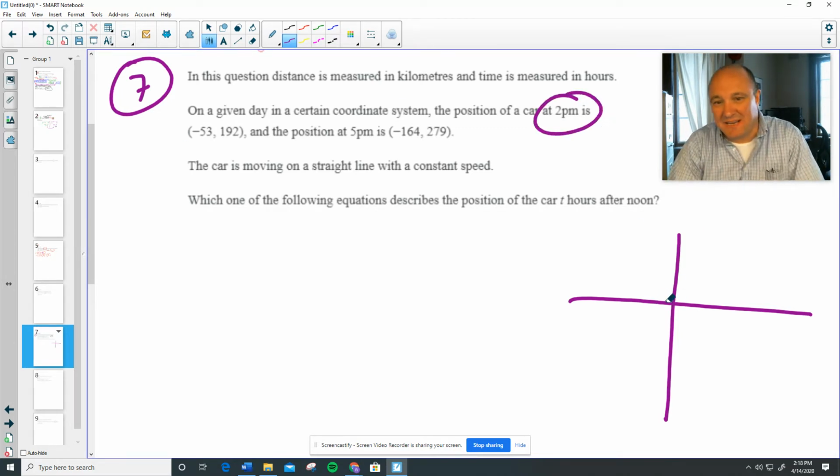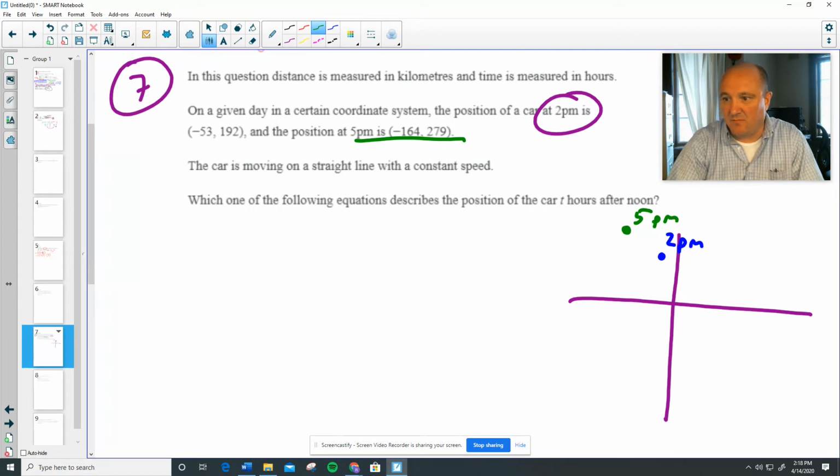I'm not trying to get a perfect sketch here. I'm just trying to get a sense of what's going on. So at 2 p.m., I'm a little bit to the left and up here. So we'll call that my 2 p.m. position. And then at 5 p.m., I'm over here at negative 164, so further to the left and up at 279. So this is where I'm at 5 p.m. So I kind of know which direction I'm going. I know my velocity vector is going up and to the left, like so.